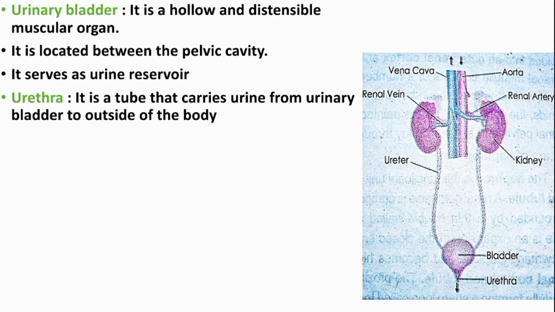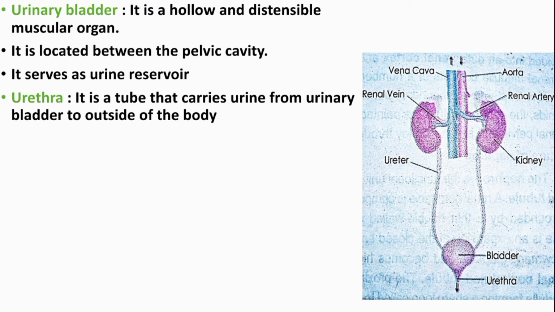It is located in the pelvic cavity. The pelvic cavity is present at the place where the vertebral column ends, below the abdominal cavity. It serves as a urine reservoir. So the main function of the urinary bladder is to store the urine until we excrete it.